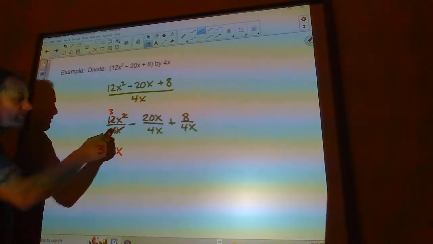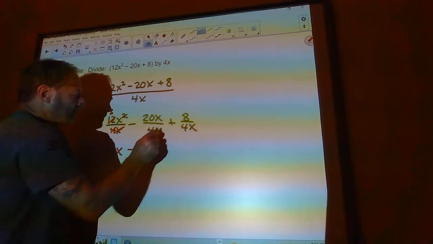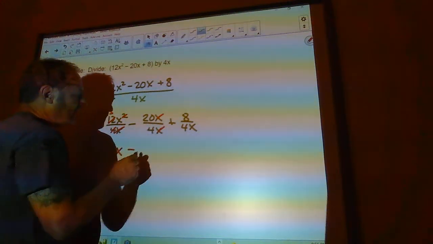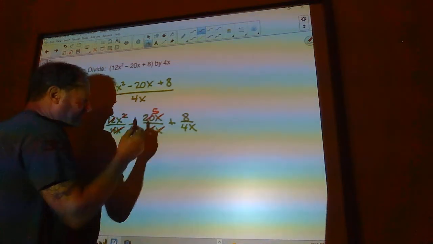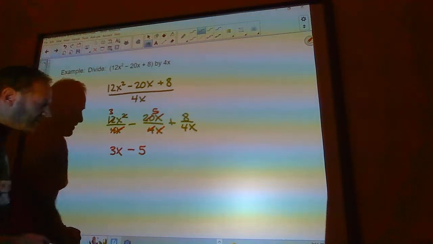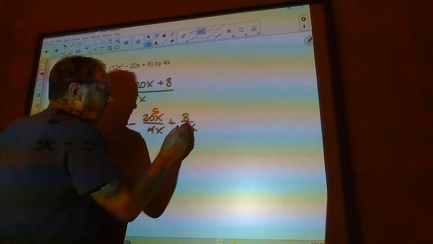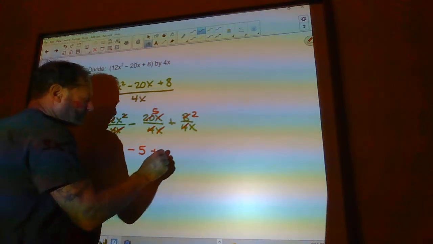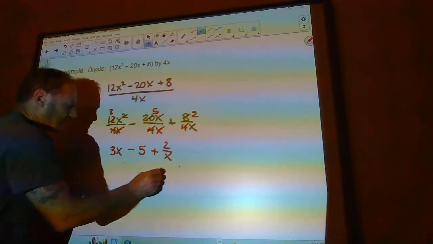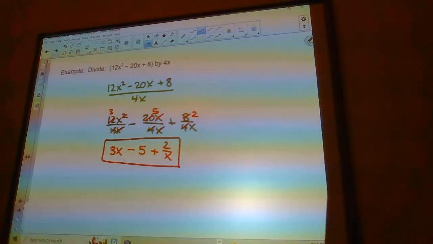Remember, it's never a 0 when everything cancels away. It's always a 1. Minus, okay, the x's cancel out here, and that will cancel with the 20 and leaves you with a 5, and that's all that's left is 5 over 1, so we'll just write minus 5. And then over here, the 4 will cancel with the 8, and it leaves a 2, and I can't cancel the x, so it's just plus 2 over x, and you're done. Very simple.